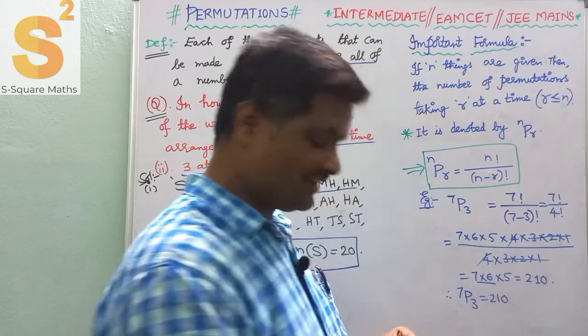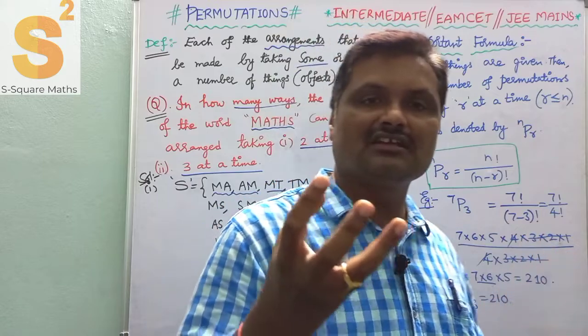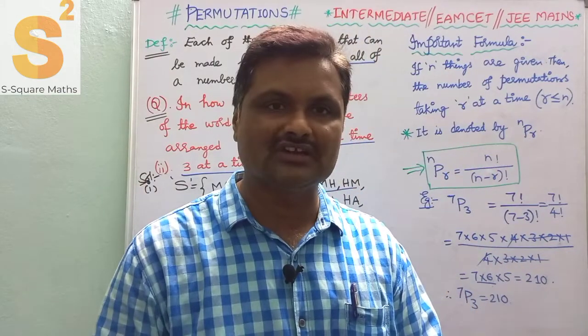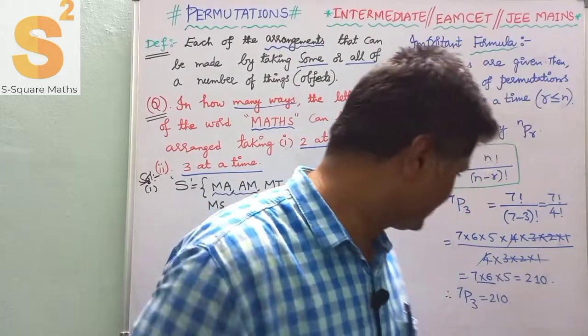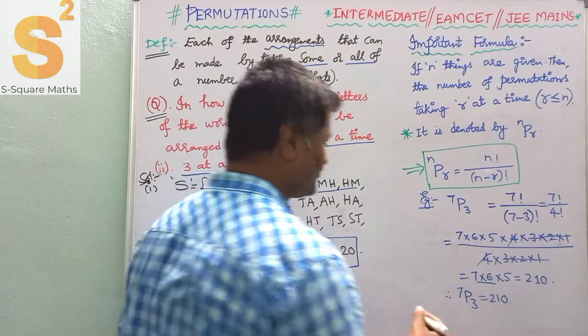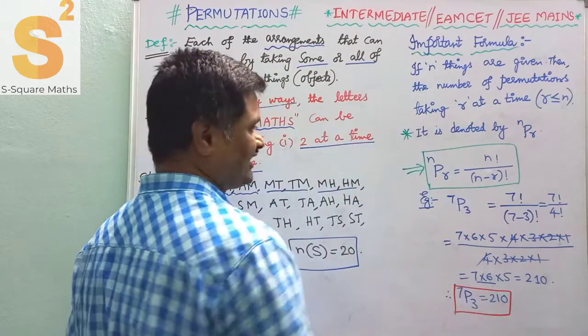So 210 permutations. If from the n objects, 3 at a time you are going to consider, we can pair up 210 objects. So this is the value of 7P3. So for example, this one I have given.